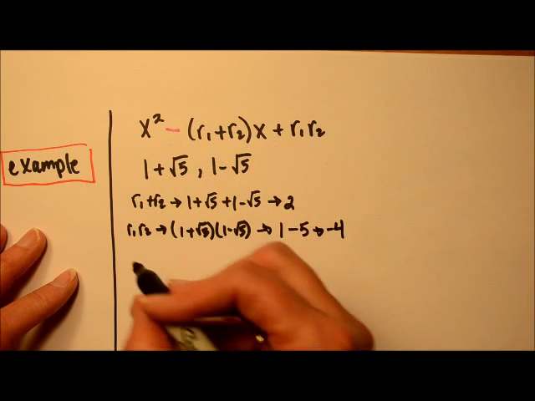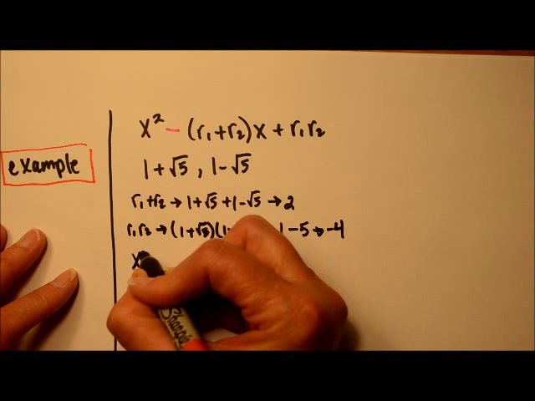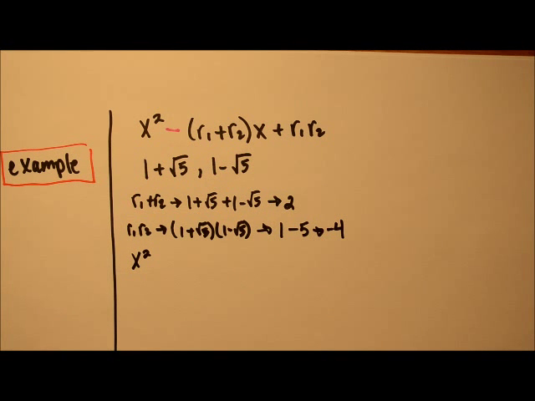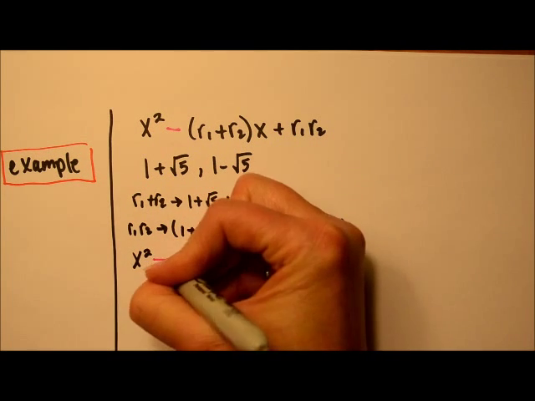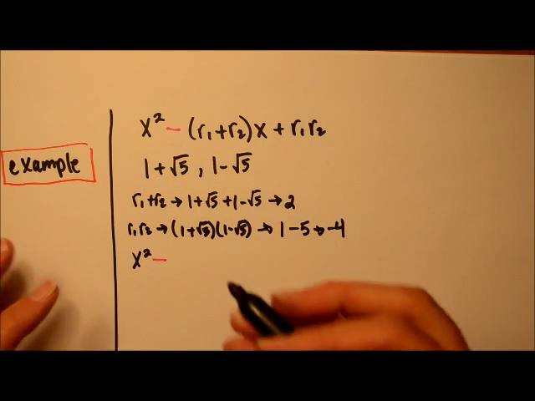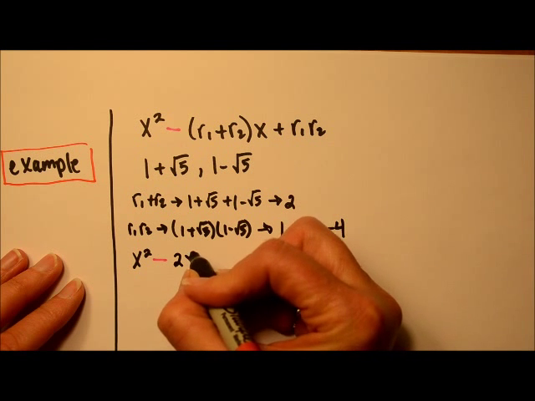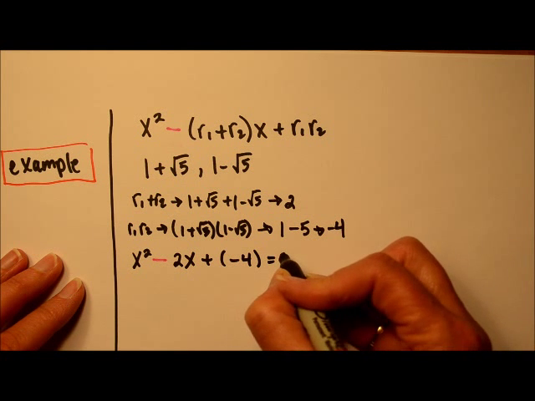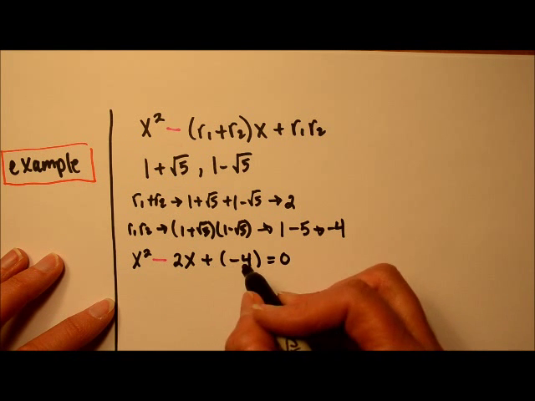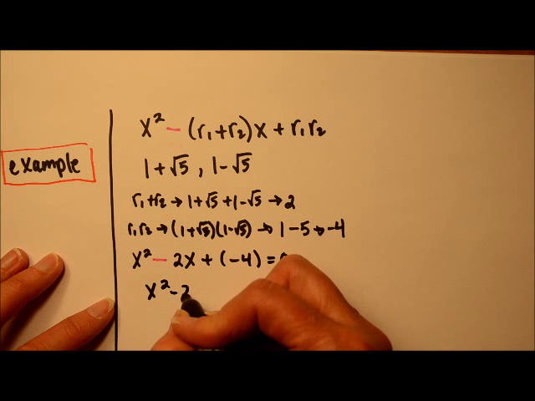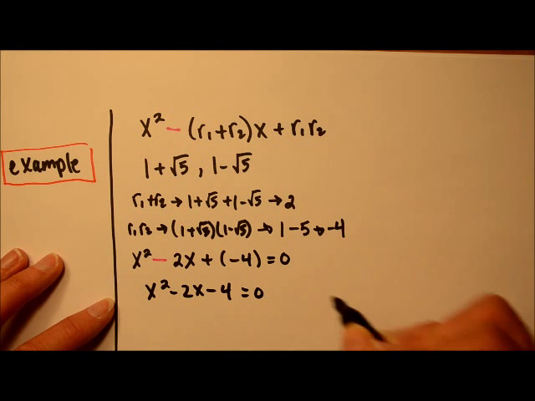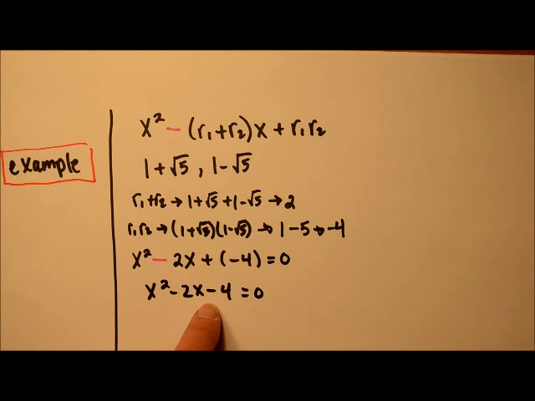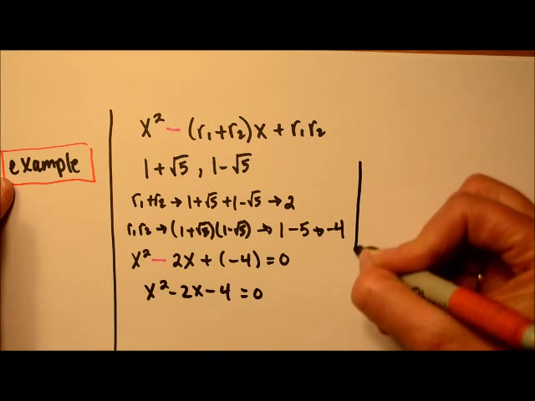Now I'm ready to put it back in here. So what I end up with is x squared, and remember it's minus 2, plus negative 4 equals 0. And then the plus and minus would just be minus. All right, so this quadratic equation is going to give me those roots. So I'm just working backward. That's all I'm doing. Okay, let's do another one.